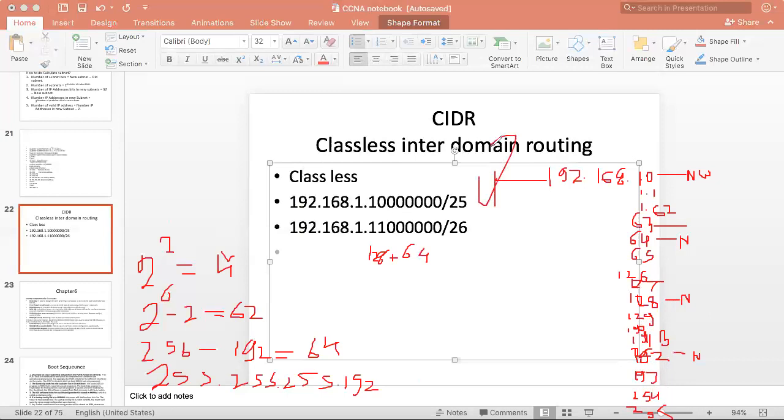One network, second network, third network, and fourth network. Now it makes sense: where I need 50 IPs, I have 64, so I can use 50 and keep the other 14 IP addresses reserved.